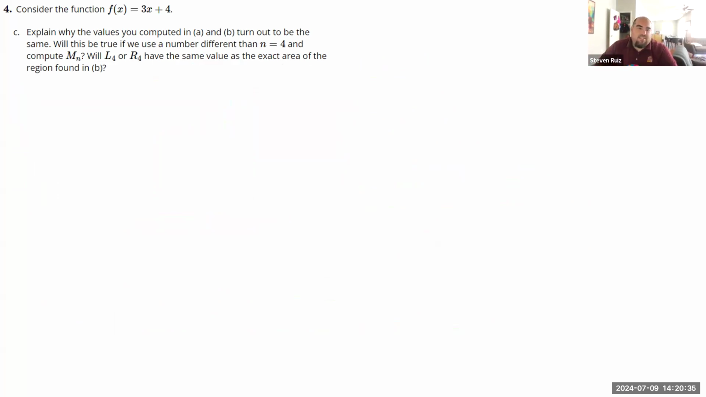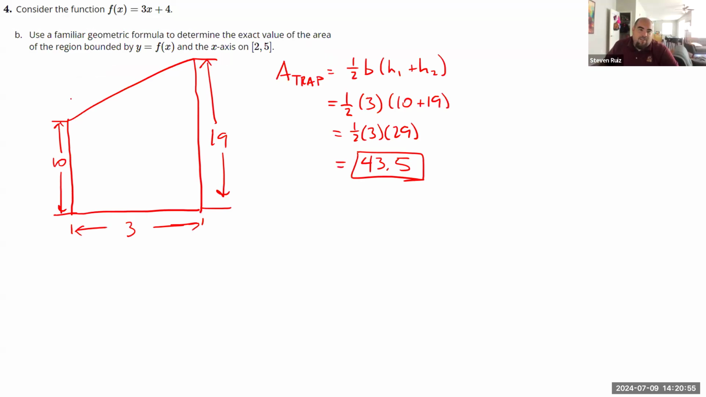I'm not going to be able to escape the fact that I'm going to have those overestimates and underestimates that cancel each other out. So I don't think it matters that I'm using 4 rectangles as opposed to anything else. Really, I could just be 1. And in fact, to illustrate the fact that it could be 1, let's go look at my trapezoid here. Let's do an M1.